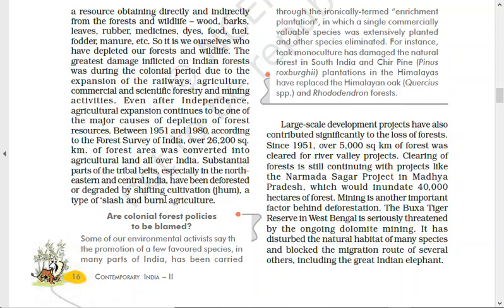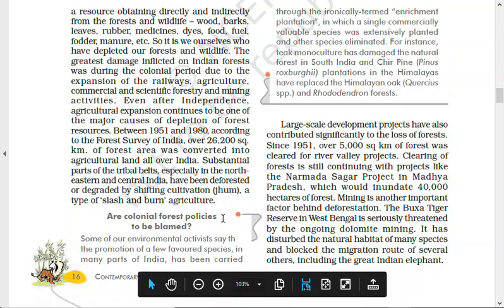So the slash and burn agriculture used to take place there. Now in India, of course, it is not there because of the forest fire and other modern things. It is almost gone. Okay, are colonial forest policies to be blamed? Yes, we were talking about that.